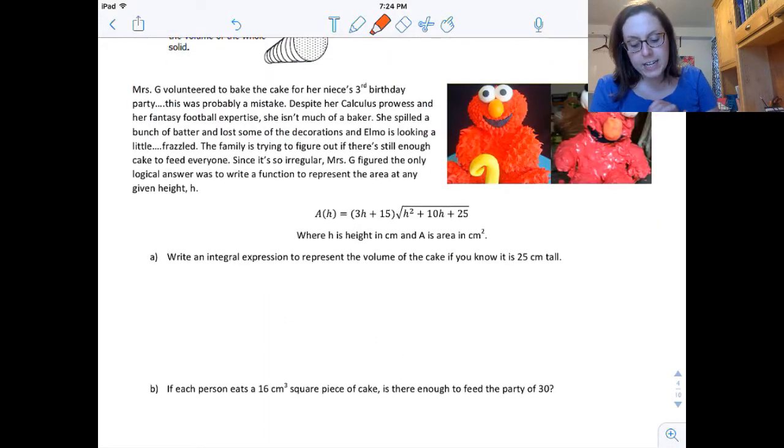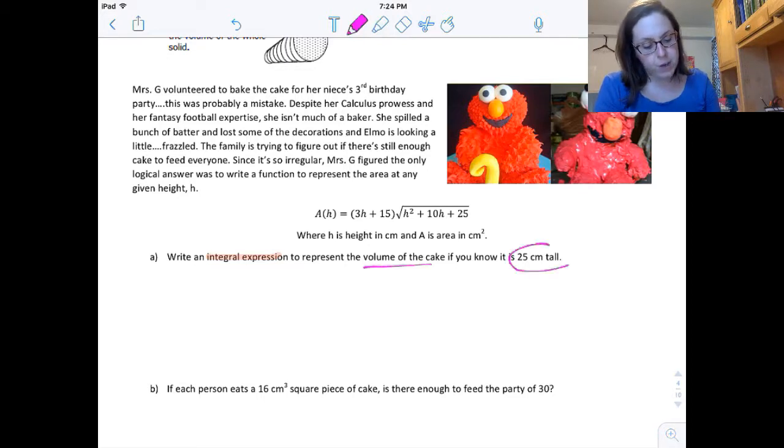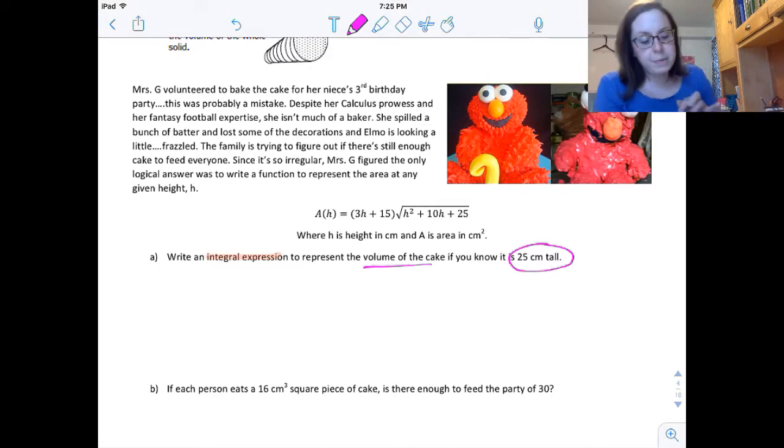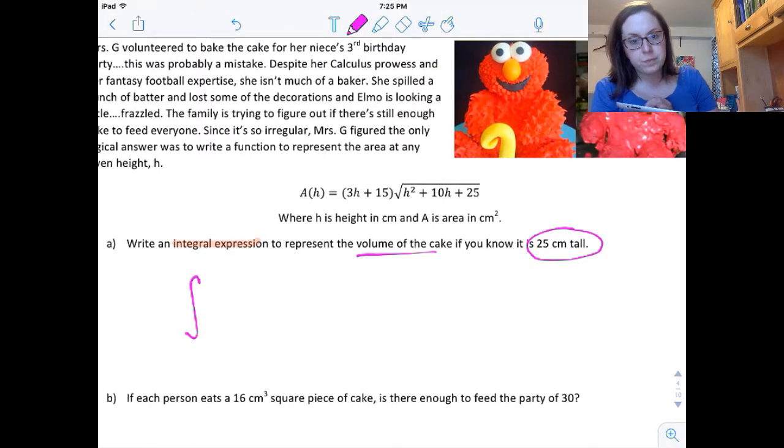So write an integral expression. Hint on the AP exam. If it says that, you better have an integral. To represent the volume of the cake if you know it is 25 centimeters tall. So here's what I'm talking about. I'm talking about taking cross-sections of Elmo and stacking him up until he is 25 centimeters tall. Almost think about trying to 3D print something, right? You have a layer, you layer on top, you layer on top, you layer on top. So what I would be doing is I would be integrating from 0 centimeters tall to 25 centimeters tall, my area function.